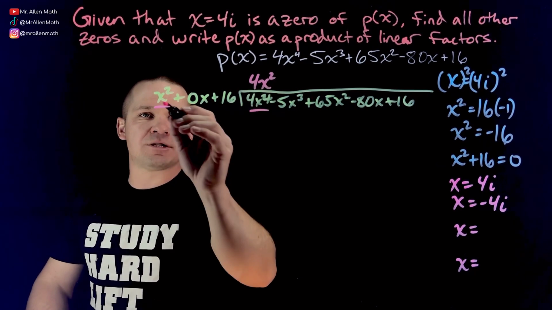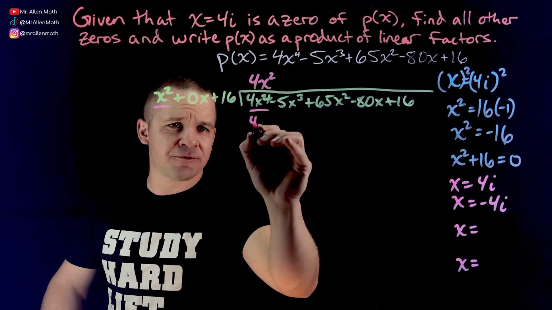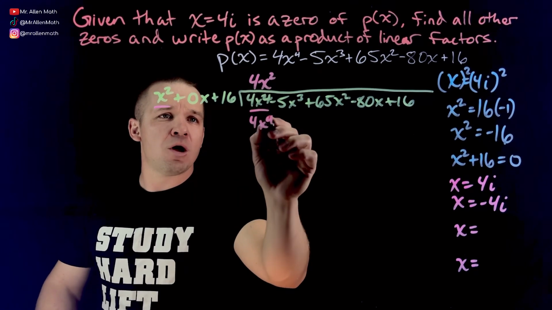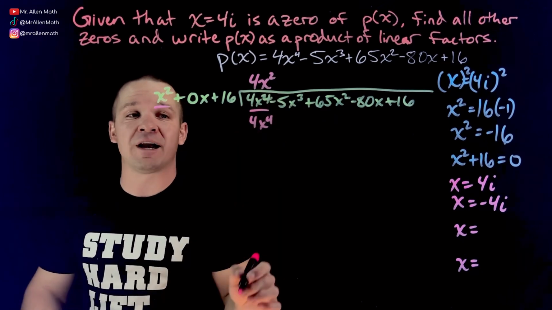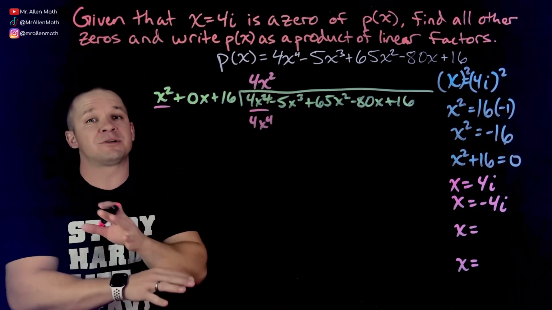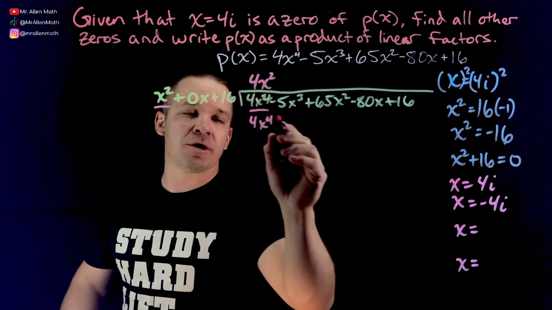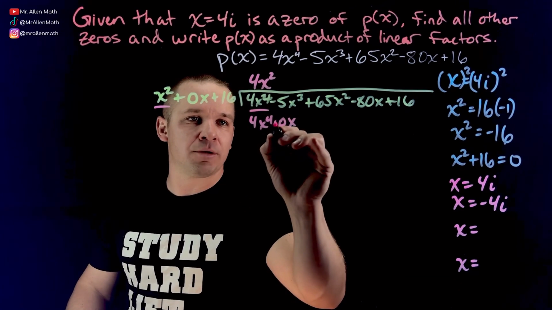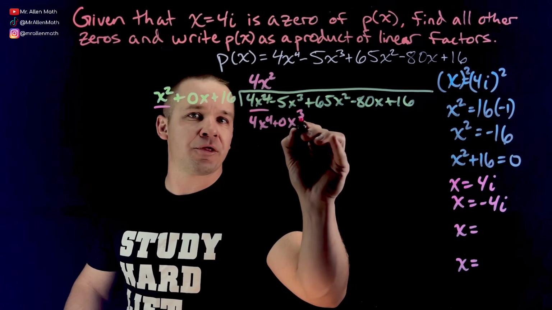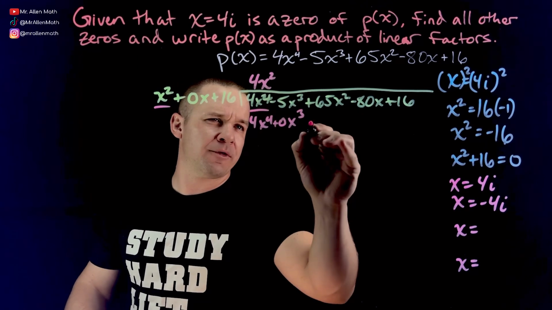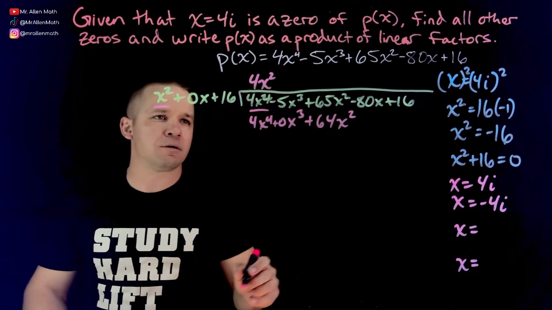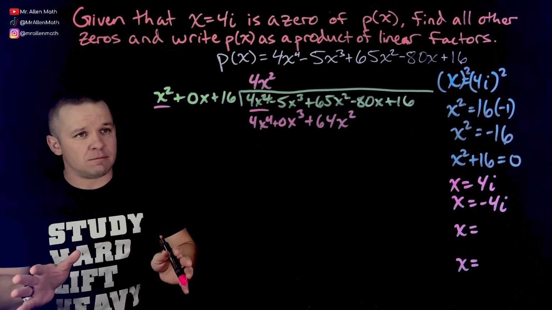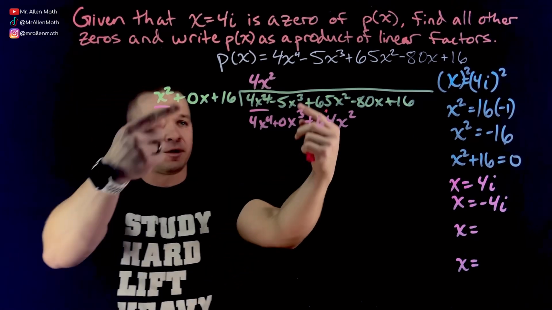4x squared times x squared is 4x to the fourth. These two, when multiplied together, will always give you the thing that you were trying to get over here, the thing that we were dividing over here. They should always match up because they're going to cancel out. 4x squared times 0x is 0x, so plus 0x to the third. And then 16 times 4, that's 64x squared. Okay. Next up, we have to subtract the pink stuff from the green stuff.